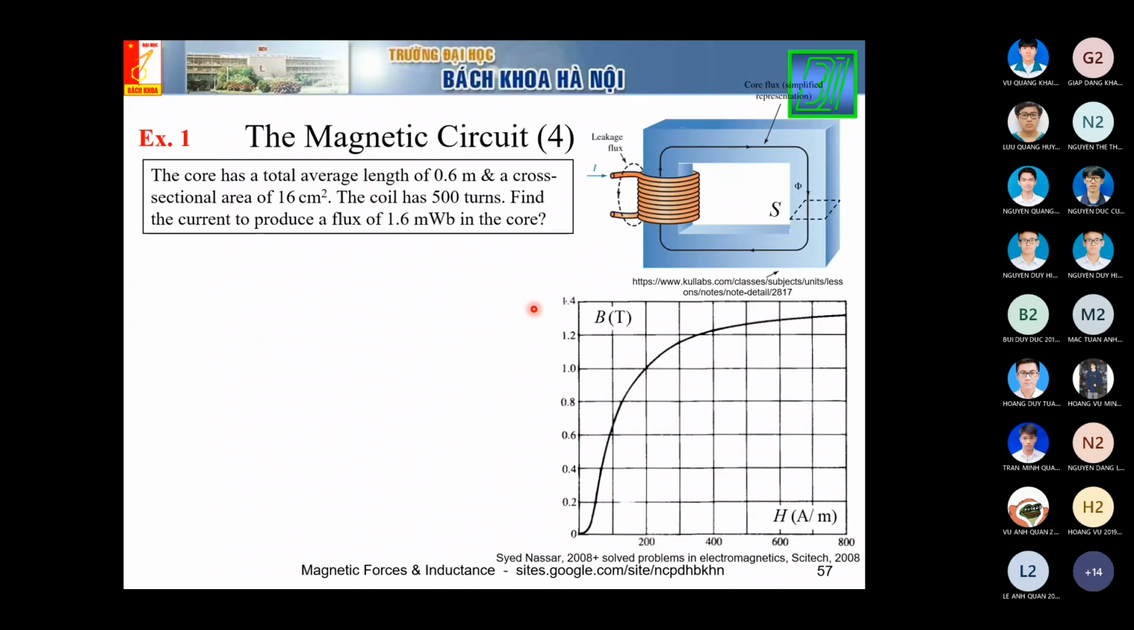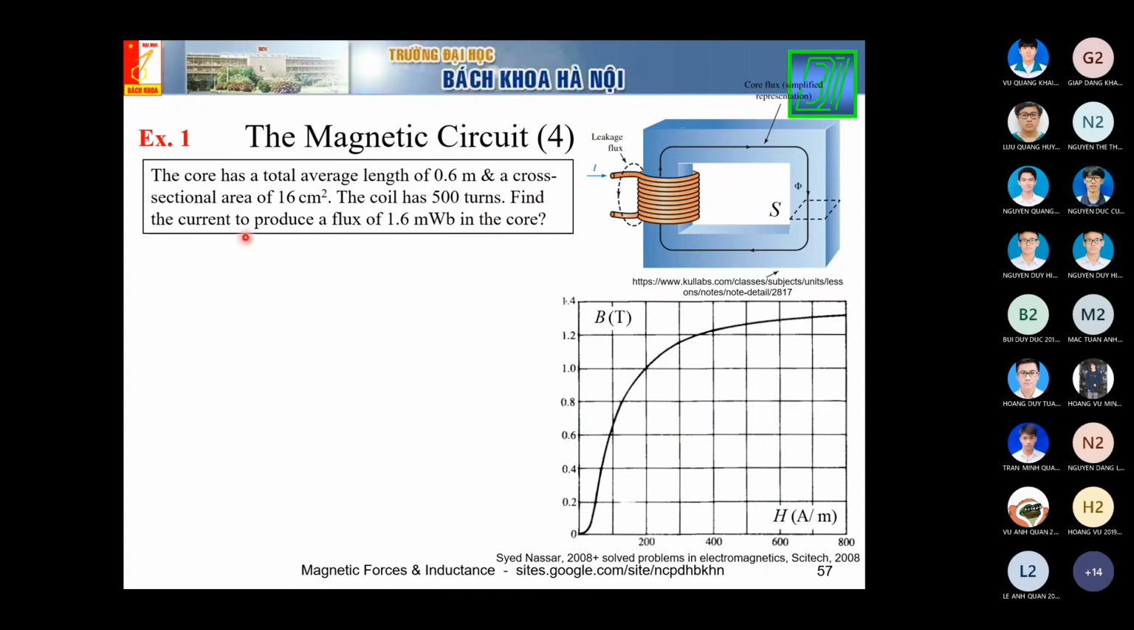Okay, to illustrate the technique of analyzing a magnetic circuit, we do, of course, several examples. This is the first one. We have a very simple magnetic circuit. It consists of a coil and a core. The average length, which is this line, is 0.6 meter, and the cross-sectional area of this one, S, is 16 centimeters squared. The number of turns of this coil is 500.